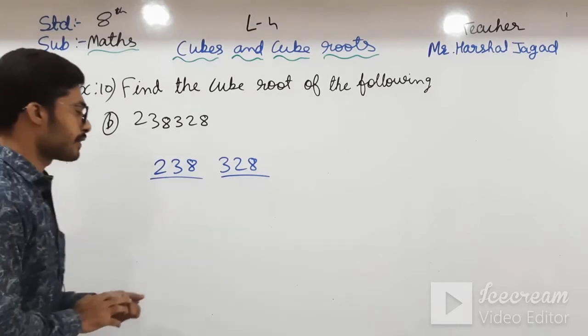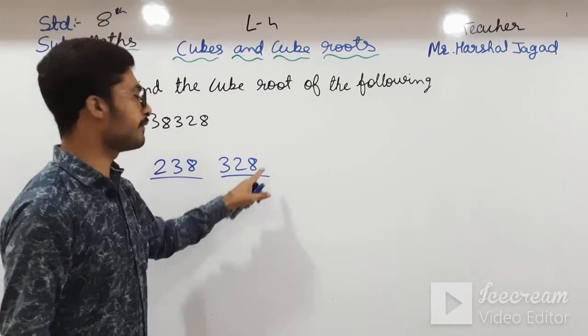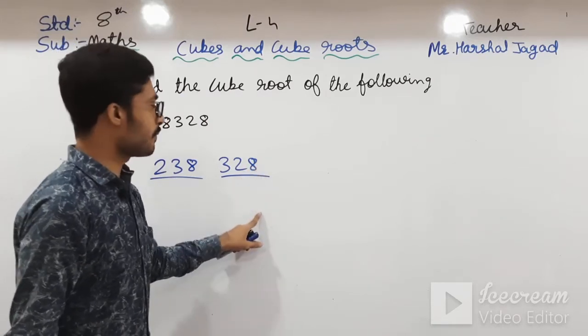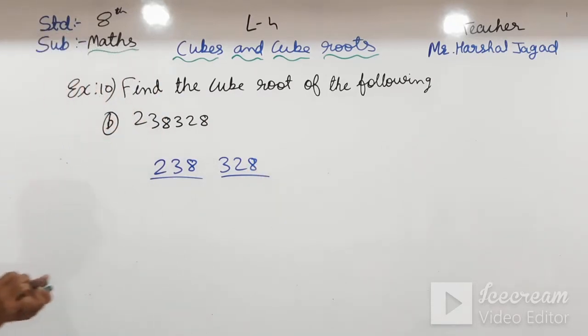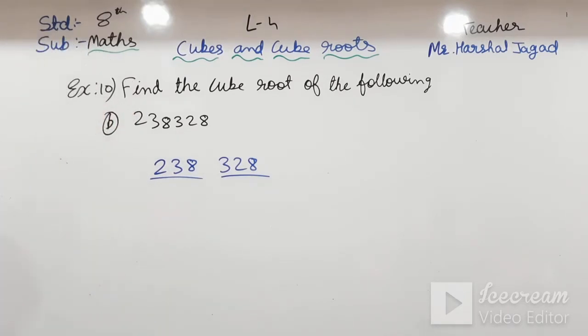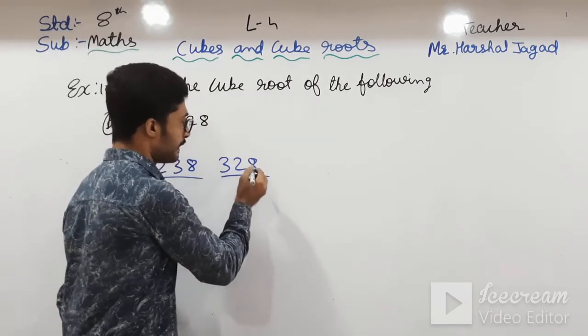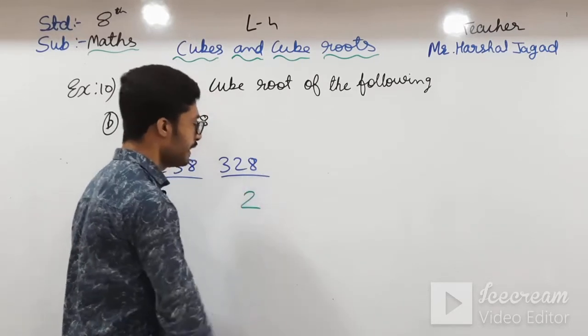In the table we have seen that if there is 2 in the unit place, then it will be 8, and if there is 8, then its unit place will be 2. So first do it on your own, students. So here if we take 8 in the unit place, its unit place will be 2.